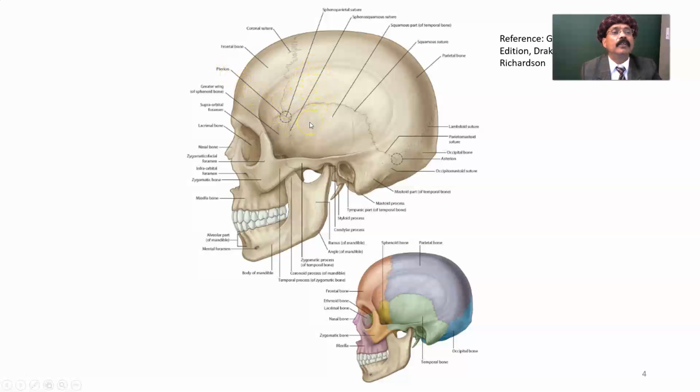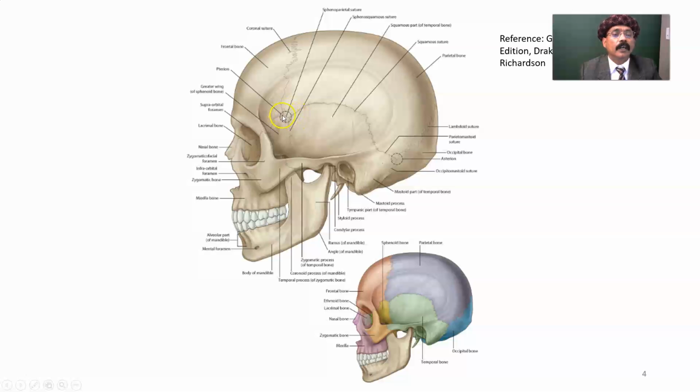One, there is the temporal bone. Another one is the greater wing of the sphenoid bone. Another one is the frontal bone here. This is the parietal bone. So this is important, and this area around the sphenoparietal suture here.